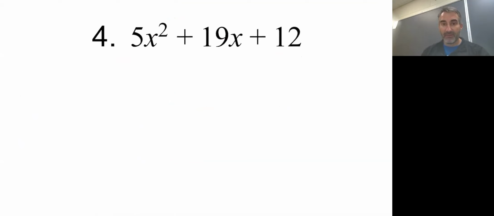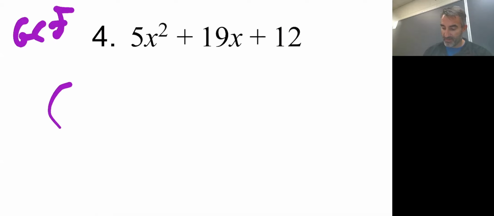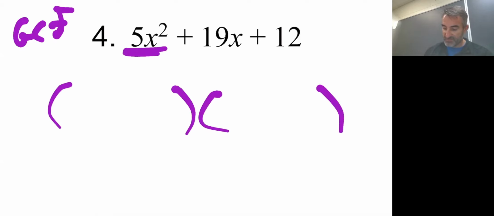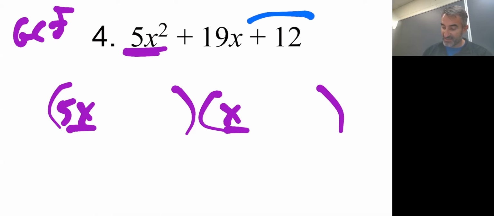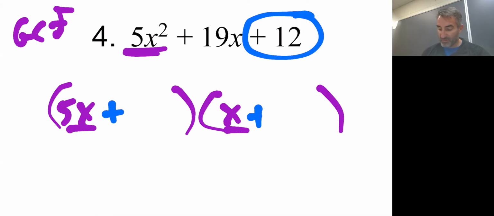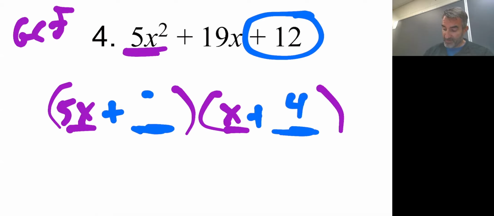Okay, now if you're here, this is a harder one, bigger numbers. So I'm checking GCF, always GCF. No, here we go. So in this first spot, it better multiply to be 5x squared, 5x and x. Now here, there's a bunch of things, so this one's gonna take a little work. Since it's positive, it's add. Has to multiply to be 12. So whatever you put, make sure it multiplies to be 12. Now, most common is 4 and 3. So I'm going to try it. I put 4 there and 3 there.